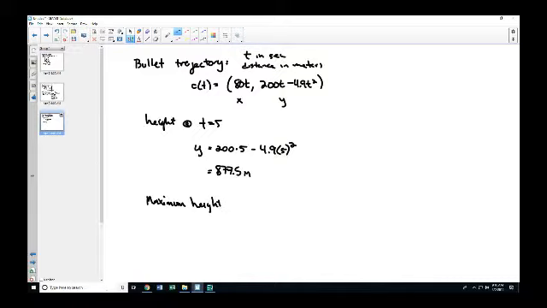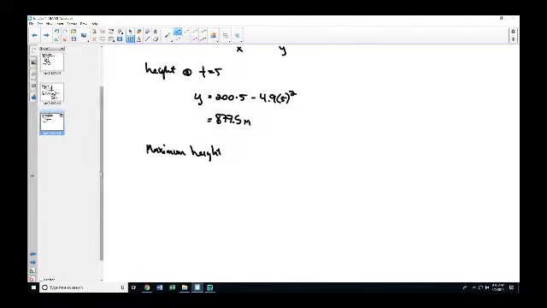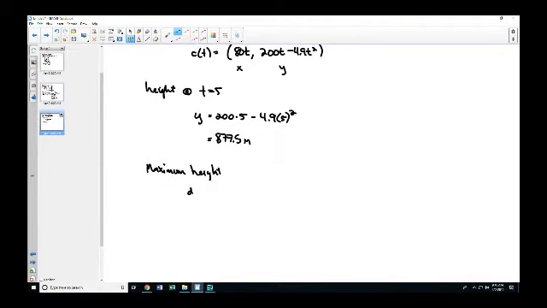Maximization problem. Set the derivative of y equal to 0. What's the derivative of y? 200 minus 9.8t. Okay, what do you do with that? You set it equal to 0 and find the critical points. You'd use a candidate test because it's going to ask for the max.